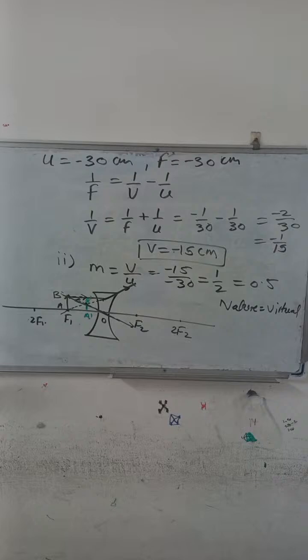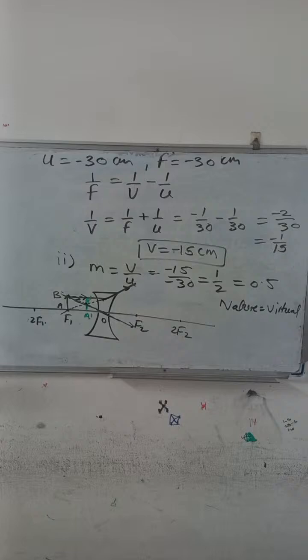Means from the optical center, the object is kept at 30 centimeter, and as this is a concave lens, so u is also negative, that is minus 30. Now we have to calculate the v. So again, as we did many numericals, now we come to know that for a concave lens, focal length is negative, u is also negative, and v is definitely negative only.